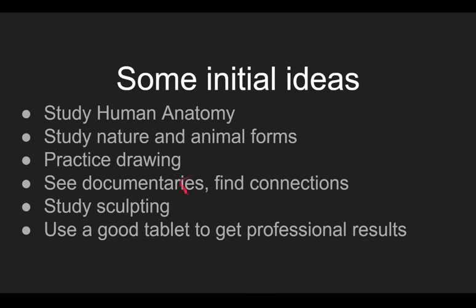Some initial ideas. It's important that you study human anatomy. You can get some books and study how the bones, the tissues, the organs work in human nature. Also study nature and animal forms. Pay attention to all the trees, all the birds in your environment, so you find the relationships and the forms, the curves of the eyes, of the wings, of the feathers, of the leaves of the trees.